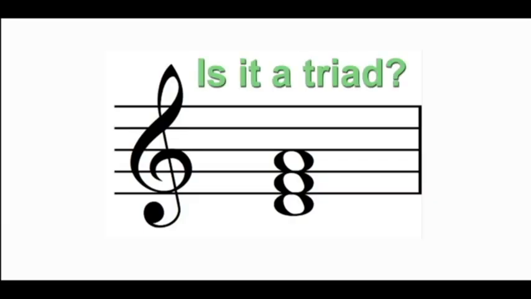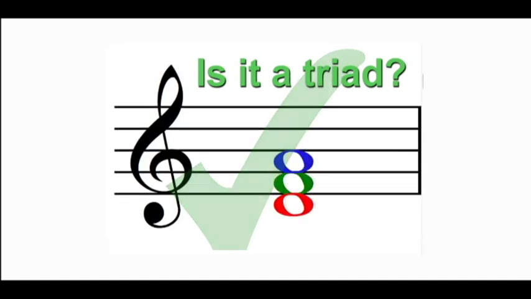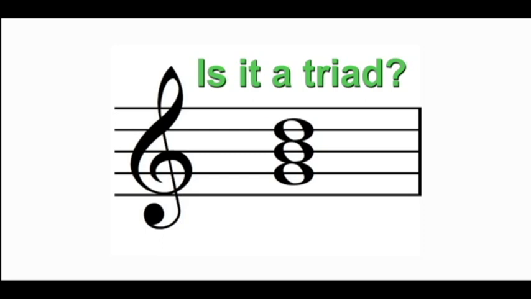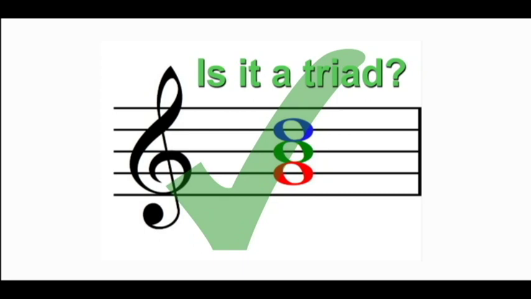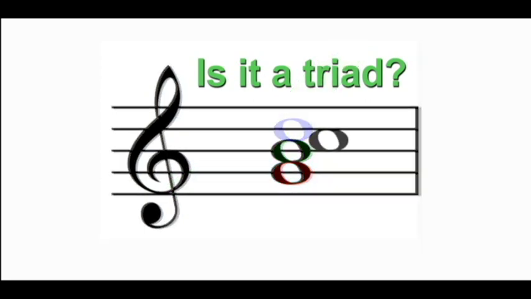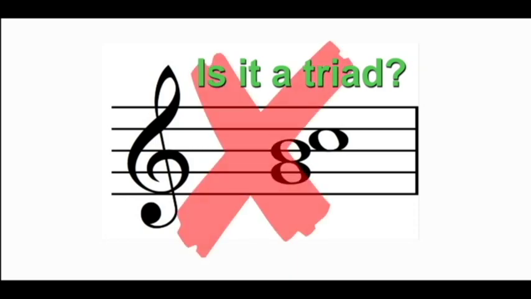Identifying triads is not a hard process when they're in their most compressed form. All you have to do is look for a line, line, line, or a space, space, space configuration. So in looking at this first chord, we can see that it is indeed a triad because it has a space, space, space configuration. This chord is also considered a triad because it has a line, line, line configuration. This chord, however, is not a triad because we have 2 lines and a space.